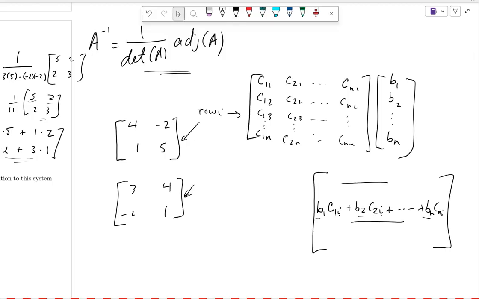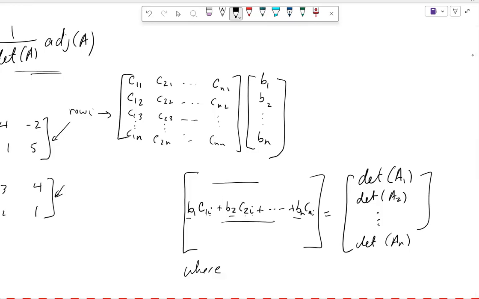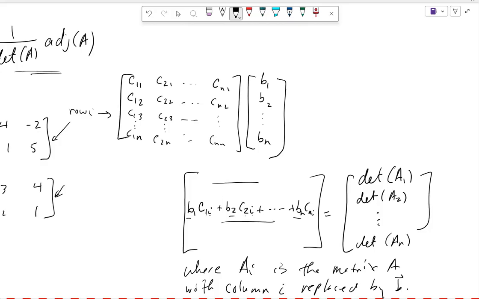Okay. So this entry here, the first entry, is the determinant of, I'll call it, A1, determinant of A2, determinant of An, where your A sub i is the matrix A with column i replaced by the vector B. Just go through it again, okay?